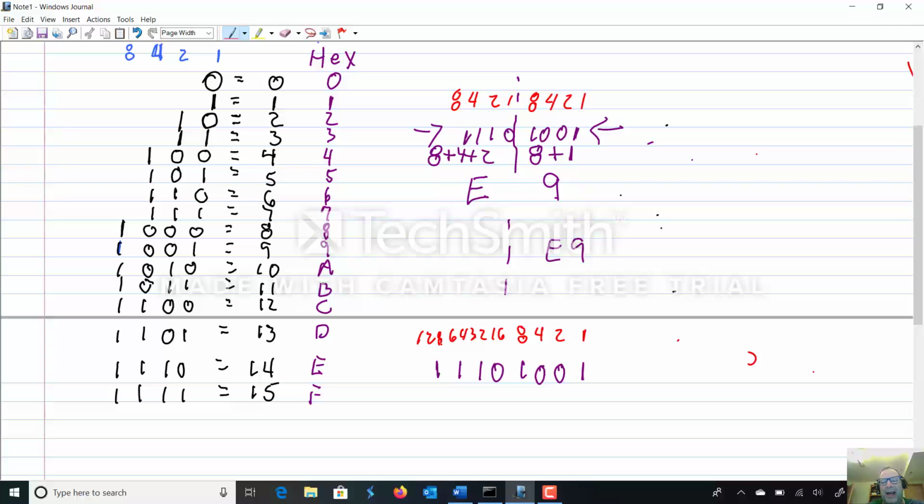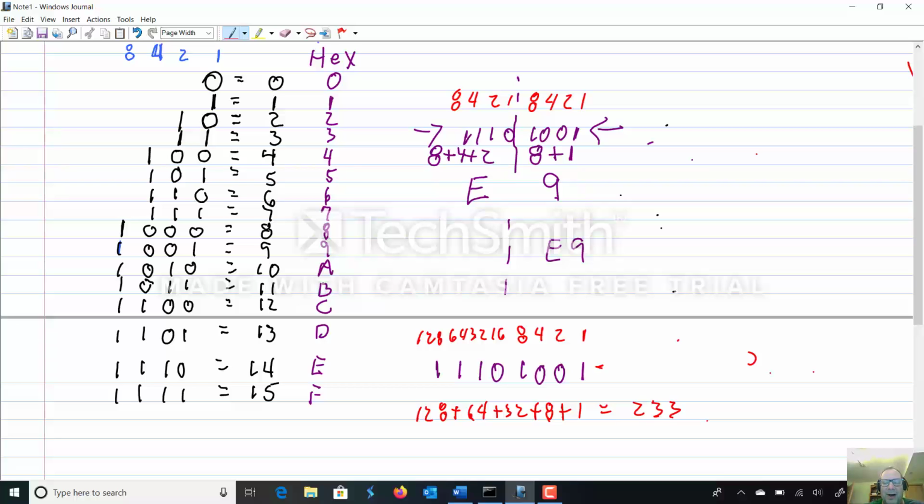And then binary into decimal is as easy as, in this case, it would be 128 plus 64 plus 32 plus 8 plus 1. And if I added those together, that's 192, that's 224, that's 224 plus 8 is 232 plus 1 is 233.